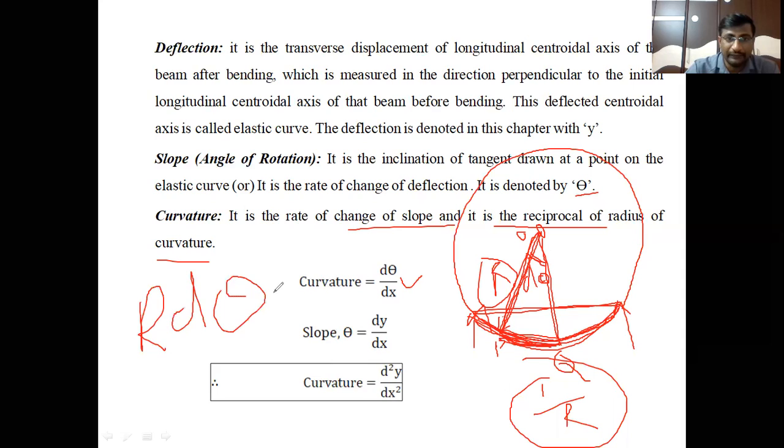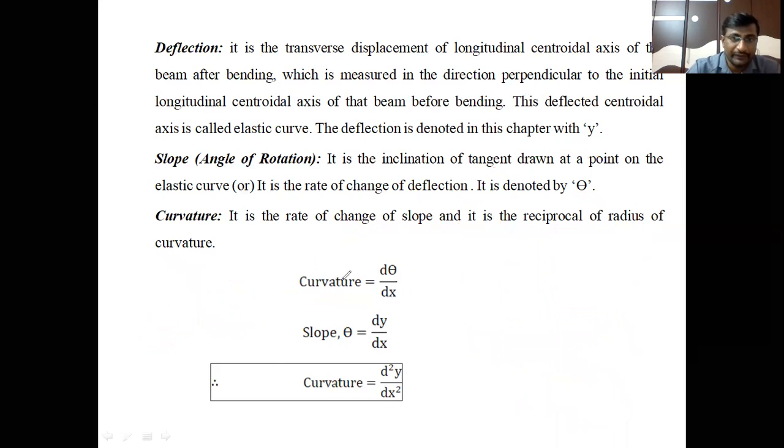R d theta, which, because of the very small slope, is almost equal to dx. This dx is the horizontal distance between P and Q. So from this, 1 by R is equal to d theta by dx. 1 by R is called the curvature. It is explained in the next slide anyway. Curvature is the rate of change of slope.